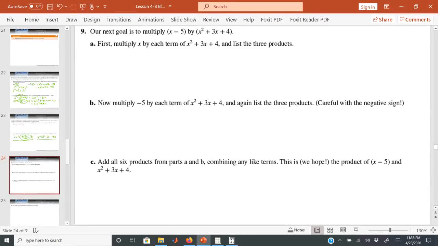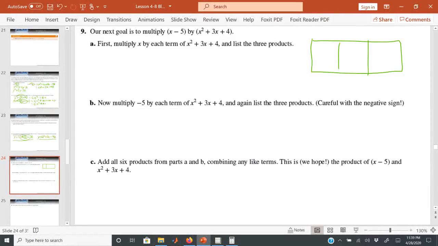Our next goal is to multiply x minus 5 times the quantity x squared plus 3x plus 4. I'm going to use my area model to do that. You can do it with FOIL, but you can't do outside inside because there's 2 insides and it gets kind of complicated. You can use the arrows to point to different things, though. I like the area model. And you'll see why in just a minute.